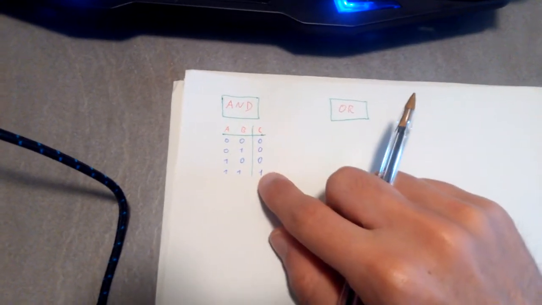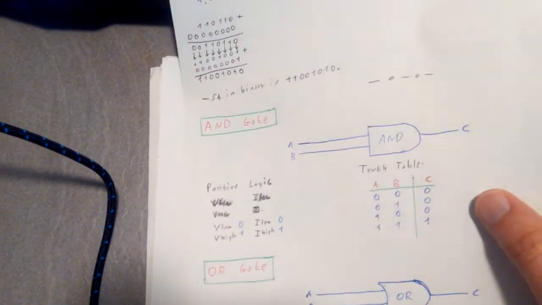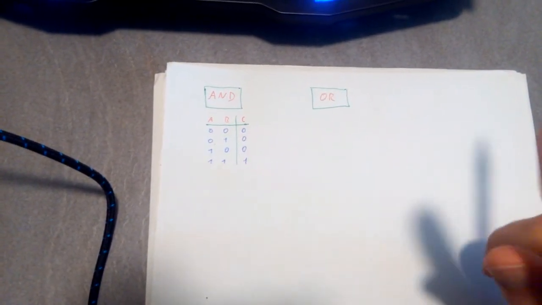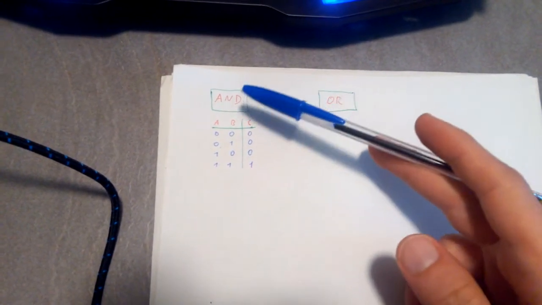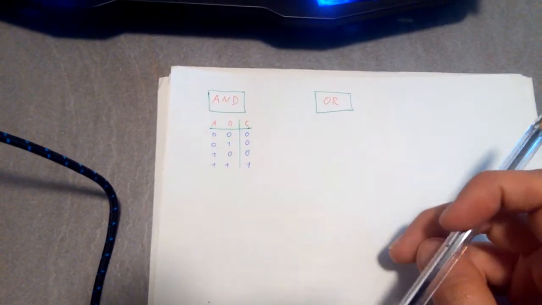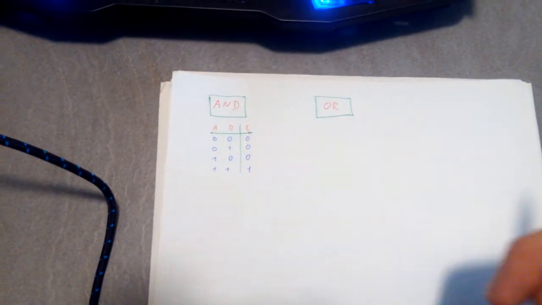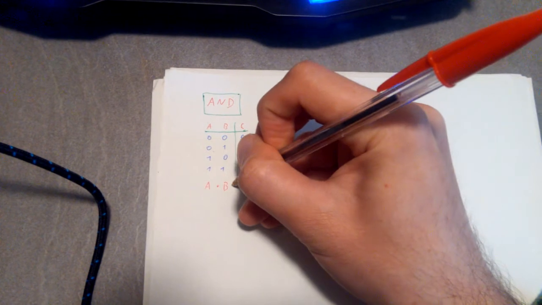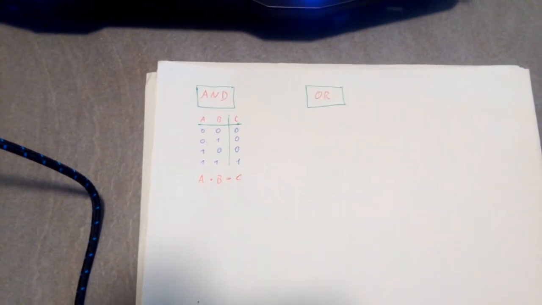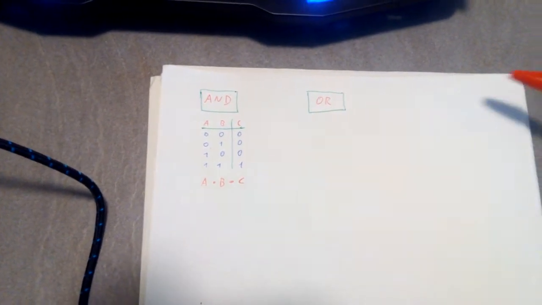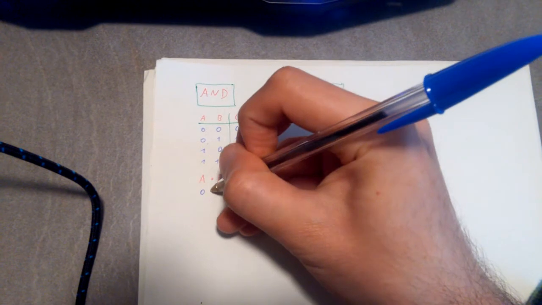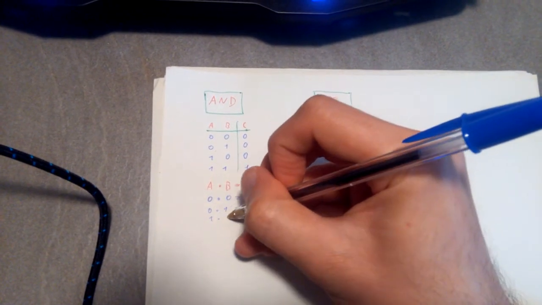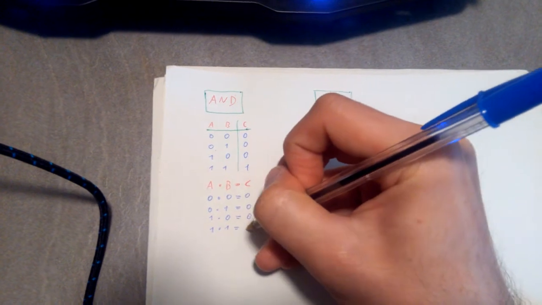But well, looking at them in terms of the gate itself and the truth table like this is fine, but we can also say one more thing. We can look at this and think about the AND gate as an operator, a binary operator. So we can say that A times B is equal to C in binary. And you can easily check this: 0 times 0 is 0. 0 times 1 is 0. 1 times 0 is 0. And 1 times 1 is 1.